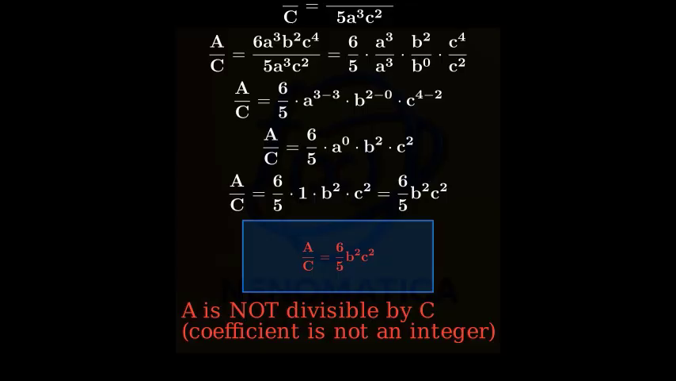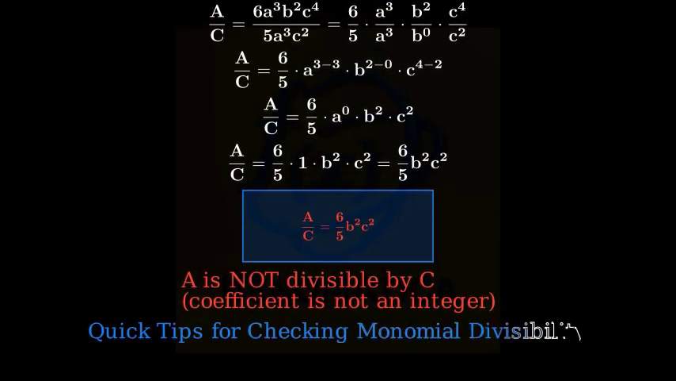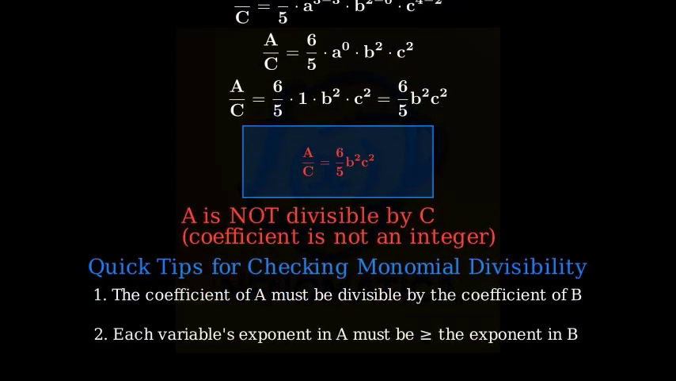Here are some tips to help you determine monomial divisibility quickly. First, check if the coefficient of the first monomial is divisible by the coefficient of the second monomial. Second, verify that the exponent of each variable in the first monomial is greater than or equal to the corresponding exponent in the second monomial.